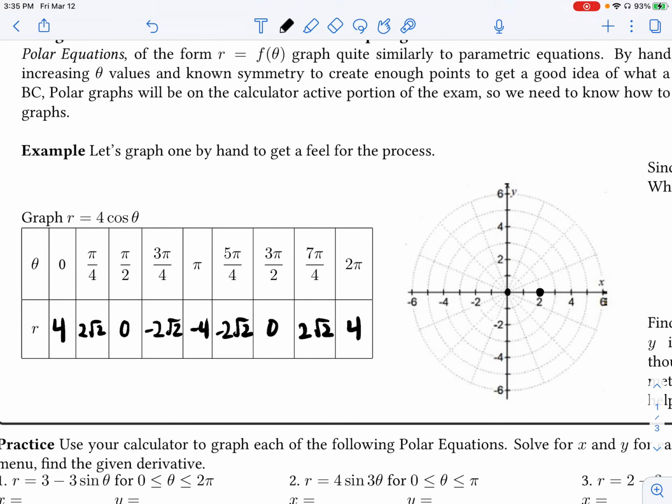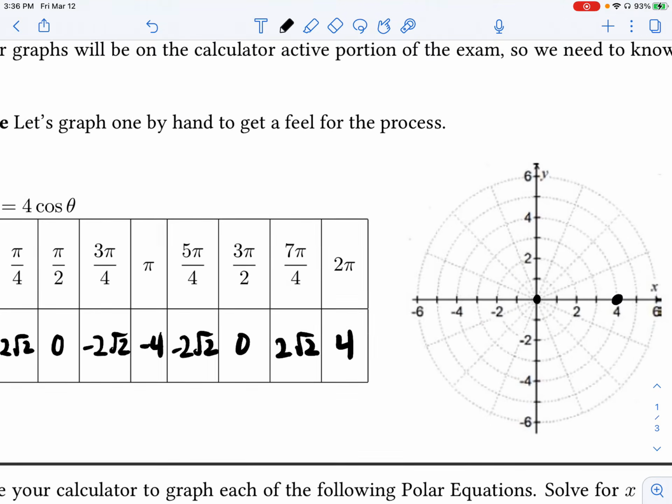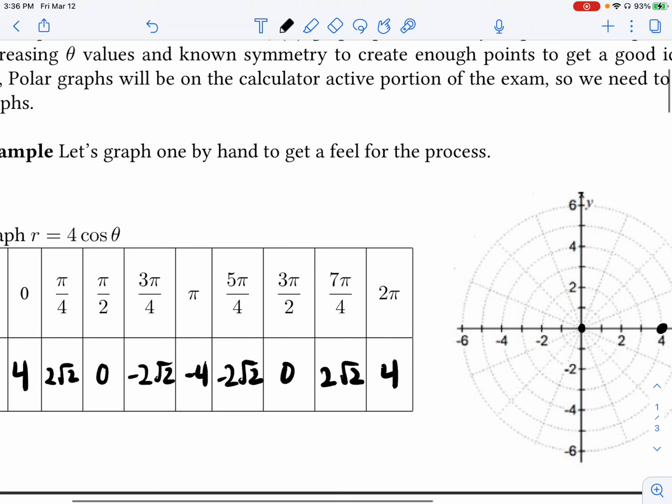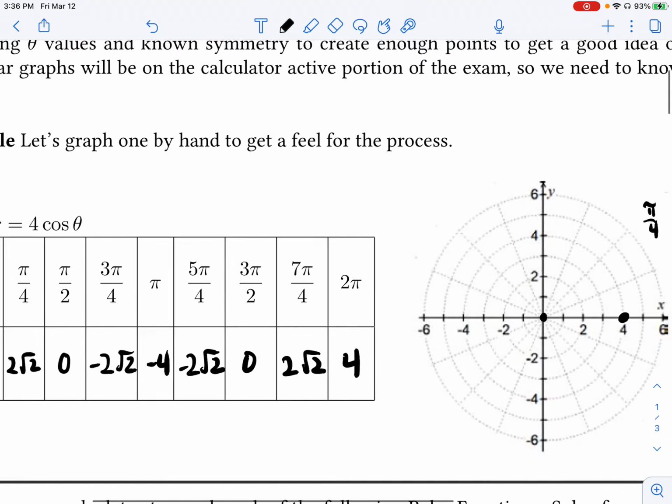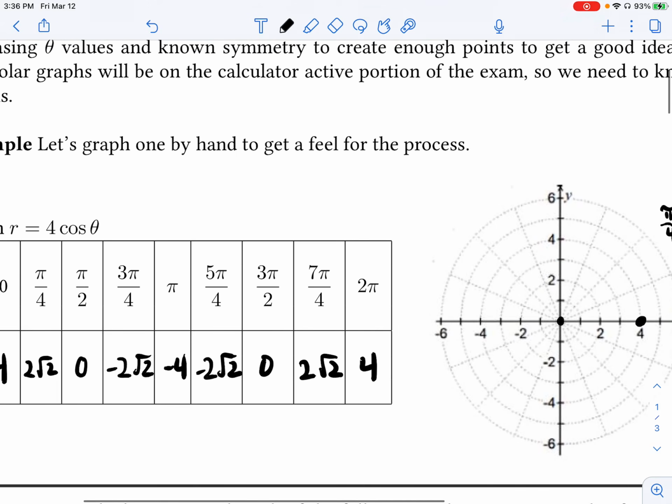And again, in my previous video, I went through how to plot these a little bit more in depth, but for all intents and purposes, we can kind of get a sense of what's going on here. For theta equal to pi over 4, and pi over 4 is right over here, my r value is 2 root 2, which is approximately 2.8. So it should be somewhere right around here. When theta is equal to pi over 2, which is up here, we have 0. When theta is 3 pi over 4, which is over here, we have negative 2 root 2.